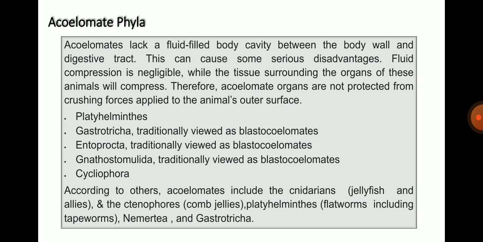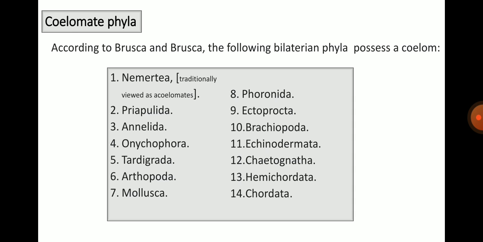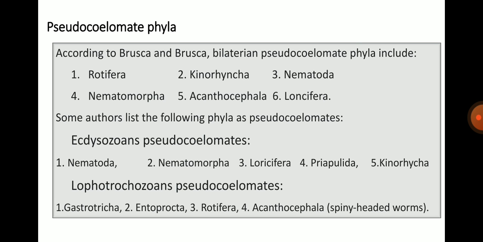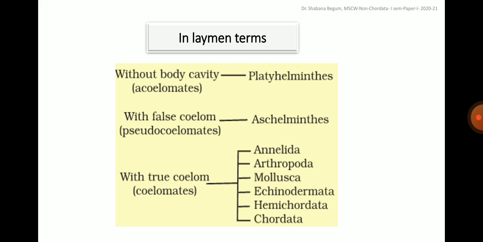The examples of the acoelomate phyla already mentioned in the previous slides. You can just go through these examples once again. Coelomate phyla, according to Brusca and Brusca, are the nemerteans, annelids, arthropods, mollusks, then hemichordates, chordates, etc. Finally, the pseudocoelomate phyla are the rotifers, nematodes, then acanthocephalans, loriciferans, etc. So these you can go through and learn a little better.